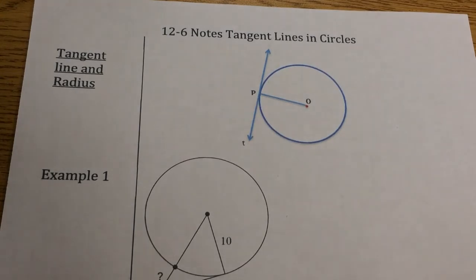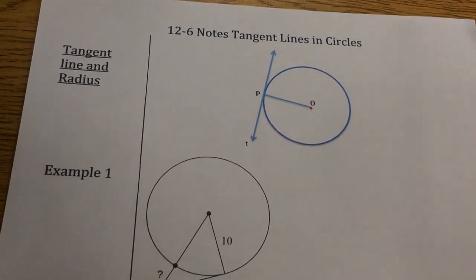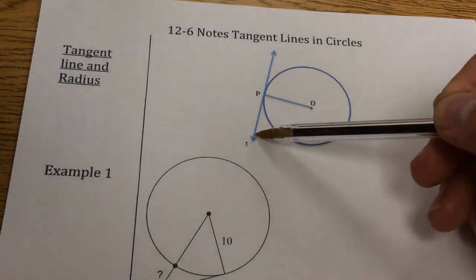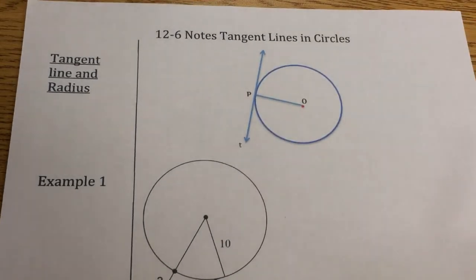Okay, so we know what a tangent line is. We've seen that before. We should know that a tangent line intersects a circle at exactly one point. The first part of these notes deals with tangent lines with a radius. There's some relationship that goes on with those.